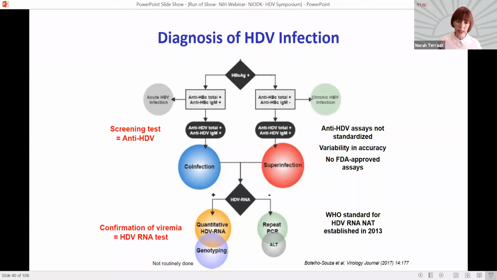Fortunately, in 2013, the WHO developed a standard for HDV RNA NAT testing. So at least that brought some uniformity to thinking about the development of such assays.